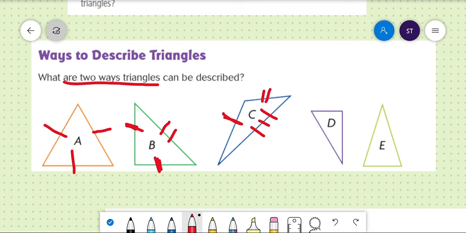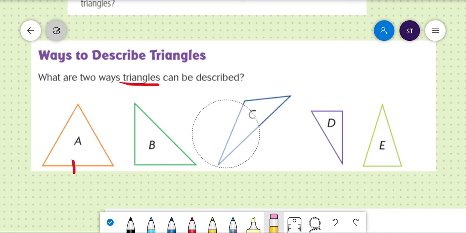I have just described those triangles by their sides. Well, how else can we describe triangles? We can also describe triangles by their angles.